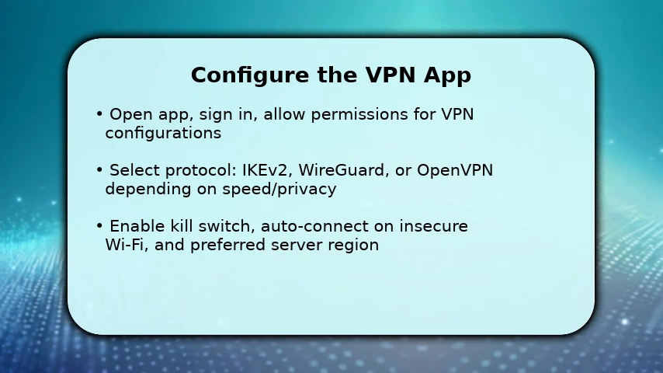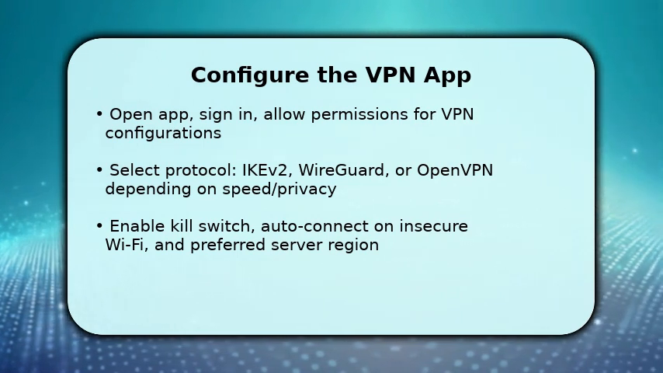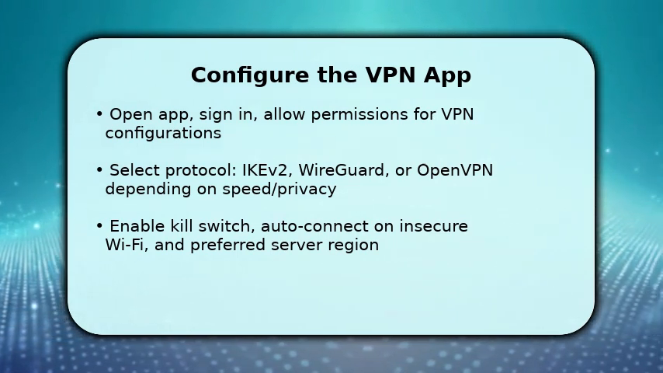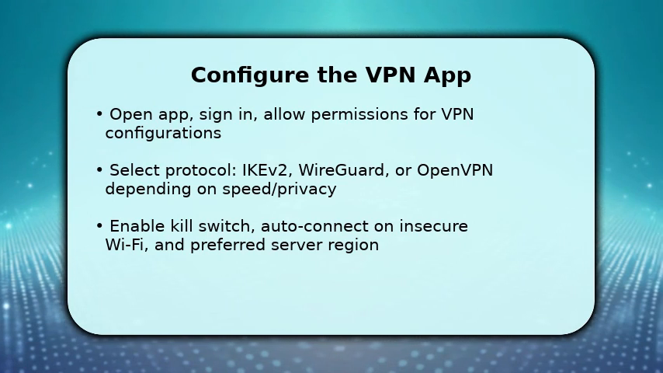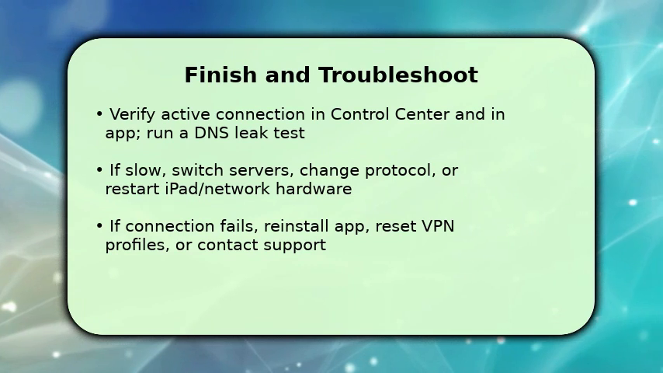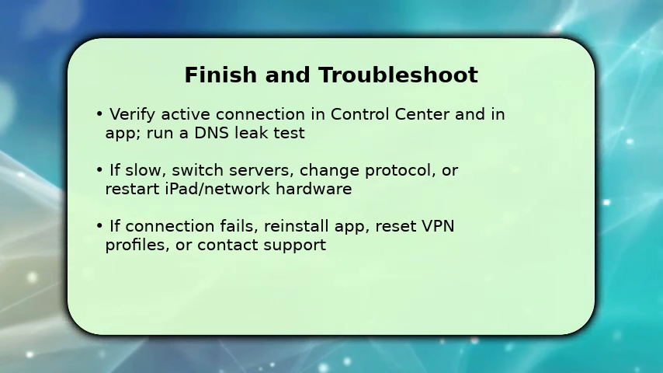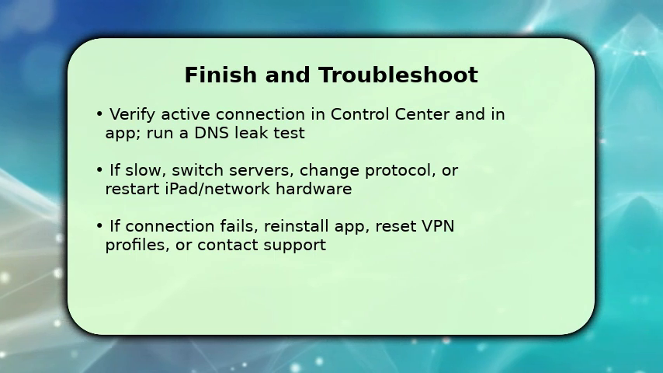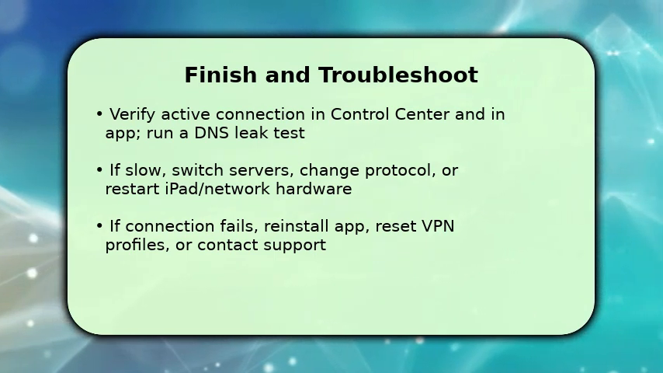Finally, select a server region close to you for better latency, or a specific country for content access, and test the connection. Complete setup by confirming the VPN icon appears in Control Center, and the app shows an active session. Then run a quick DNS leak test to ensure traffic is routed through the VPN.